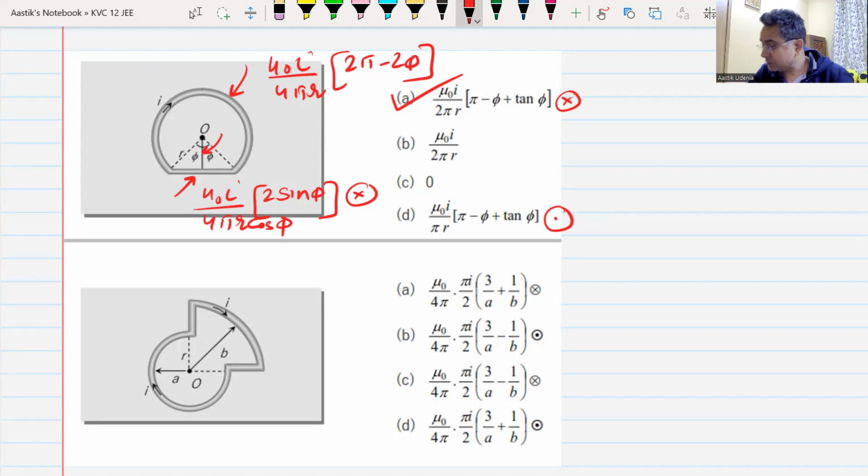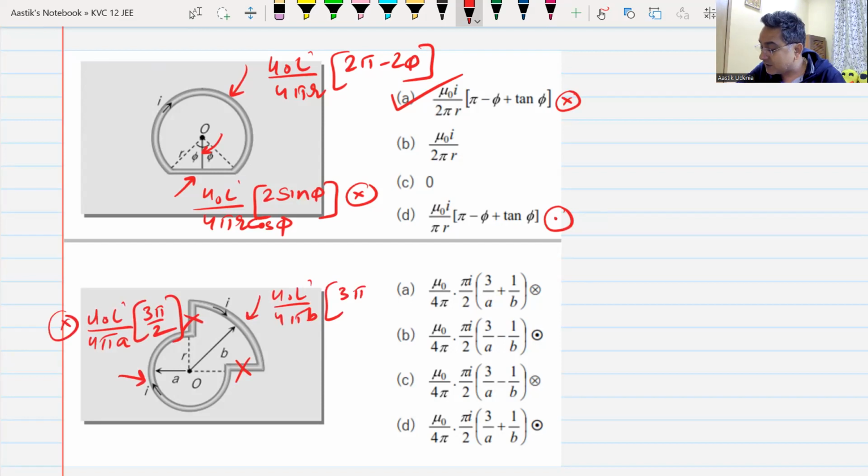Then for this system, this wire magnetic field is 0. This wire magnetic field is 0. Because of this wire, it is mu naught I by 4 pi. Radius is A. The entire angle is 3 pi by 2, and it is going inside. So cross. For this wire, it is also going inside, but the answer is mu naught I by 4 pi b into 3 pi by 2. Do we understand this?